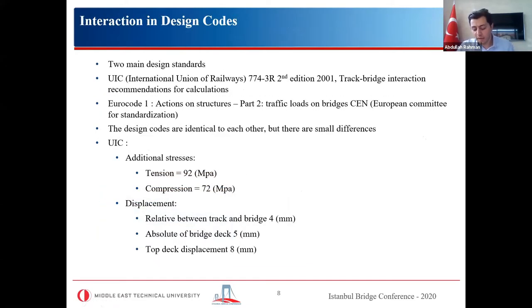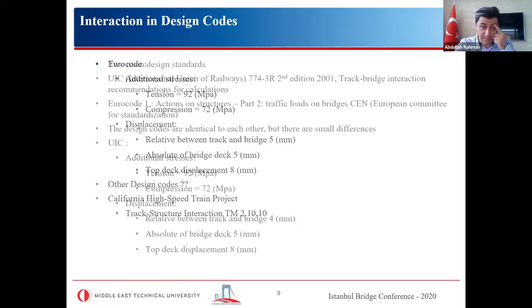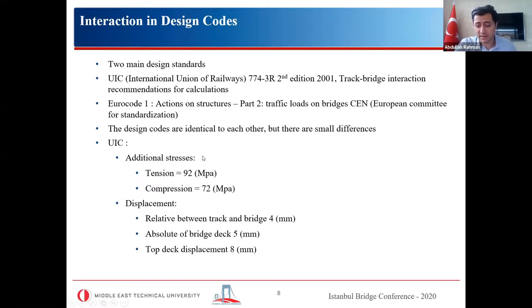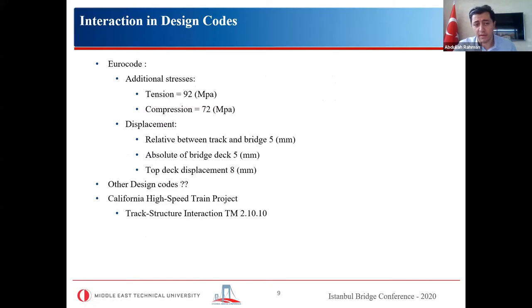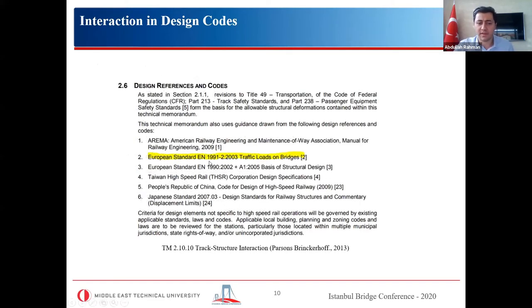Now, if we are talking about the design standards, there are mainly two: the UIC code and the Eurocode. They are much the same. The only difference between them is the relative displacement between track and bridge. In UIC, it's allowed around 4 millimeters. In Eurocode, it's around 5 millimeters. This is the only difference between them, as you can see here. There are some American recommendations, but mostly they use the European standard in their projects for high-speed railway bridges.